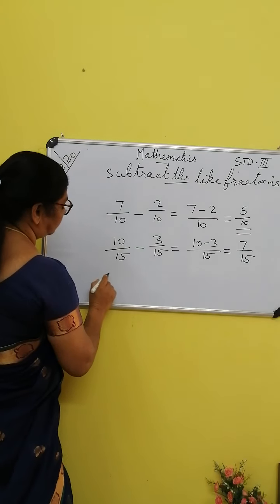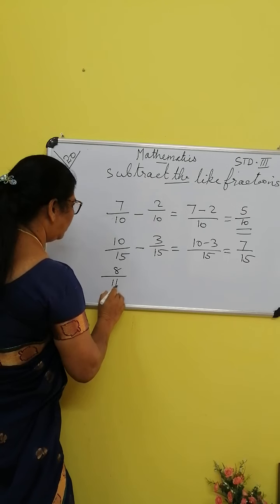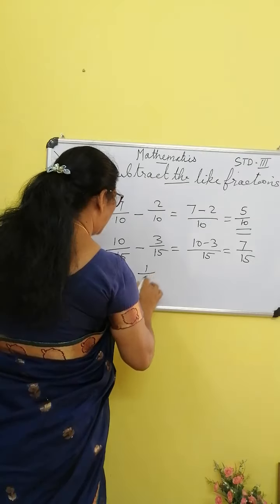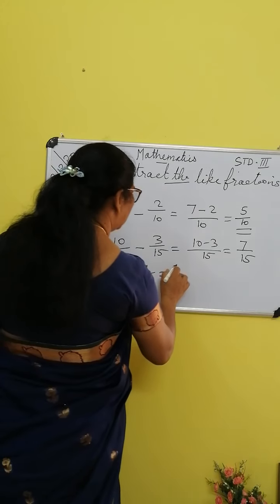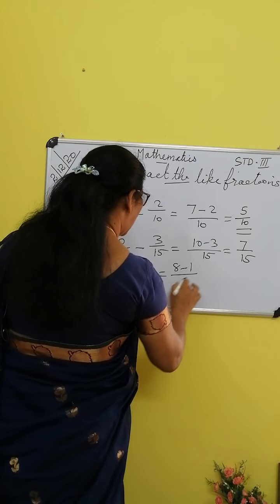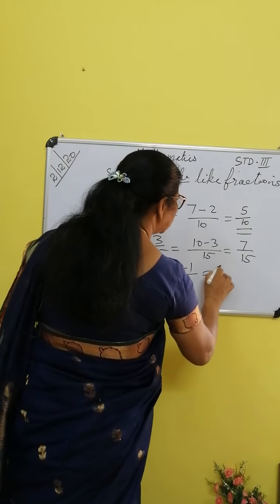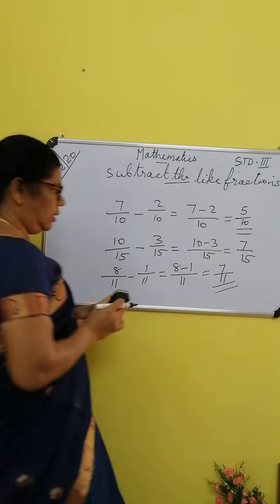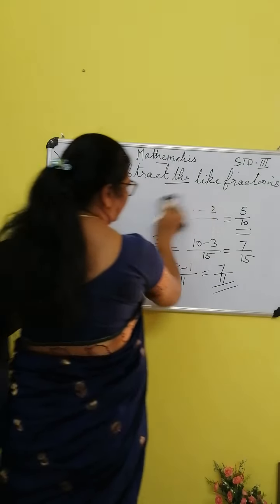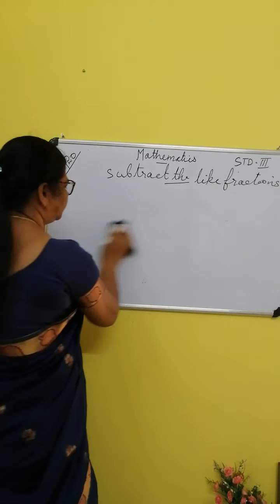One more. 8 by 11 minus 1 by 11. So 8 minus 1 by 11. What will be the answer? 8 minus 1 is 7, so 7 by 11. Okay. This is the way you have to find all the answers in the textbook also.